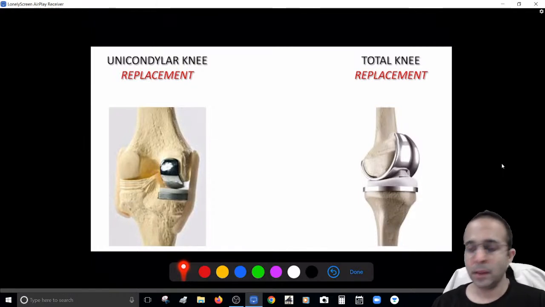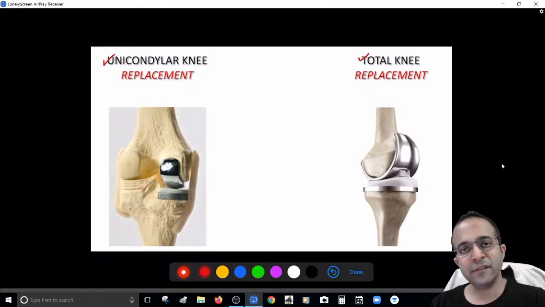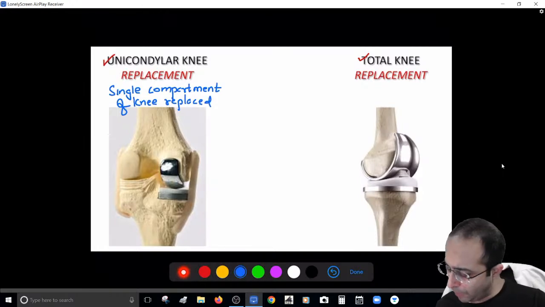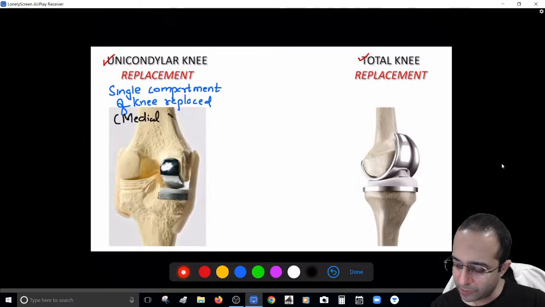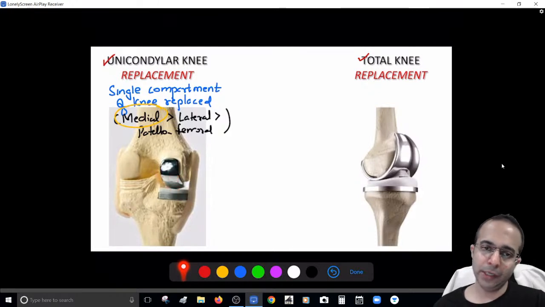First of all, introducing you to the types of replacement surgeries you have at the knee. A surgeon may opt for a unicondylar knee replacement surgery or a total knee replacement surgery when he intends to go for an arthroplasty around the knee. If you talk of a unicondylar knee replacement, it is a single compartment of the knee that is replaced. And let me tell you, by and large this tends to be the medial compartment rather than the lateral compartment, or it could also be the patellofemoral compartment that is replaced. So at least at the undergraduate level, a unicondylar knee replacement should mean that you are only going to replace the medial compartment of the knee, the medial femoral condyle and the medial tibia.